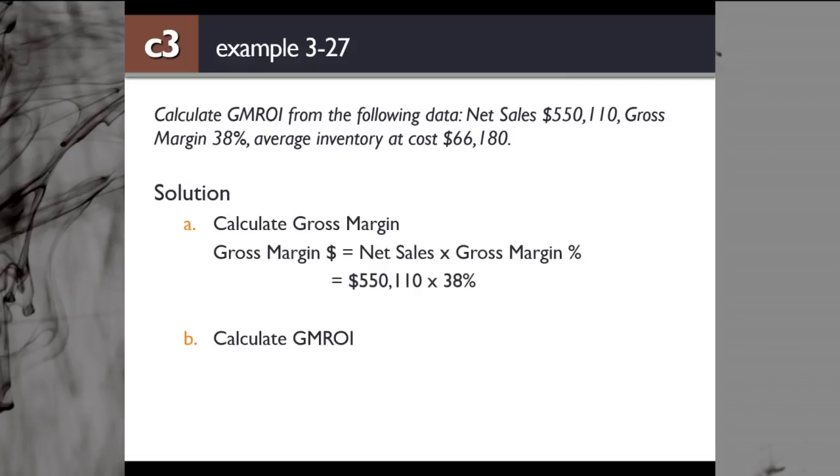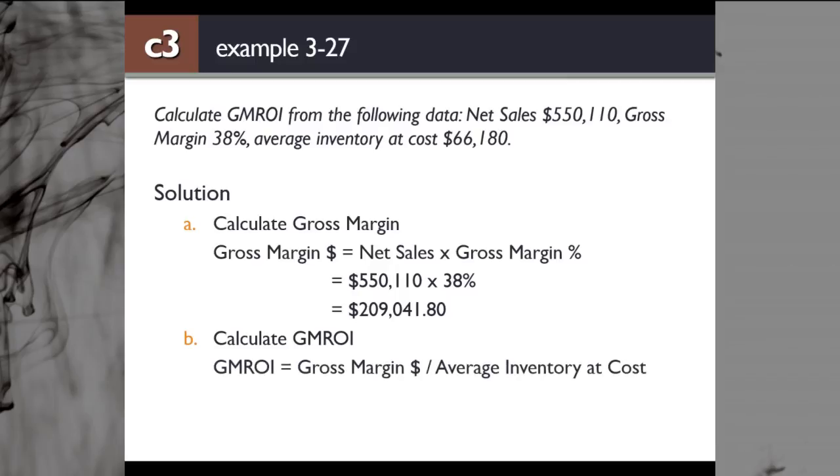$550,110 multiplied by 38%. Then your gross margin is $209,041.80. So that means that after you deduct your cost of goods sold, you got this gross margin dollar. 38% of your net sales is determined as gross margin. And if you know the gross margin dollar, now you can calculate the GMROI, because GMROI can be calculated based on the gross margin dollar and average inventory at cost.